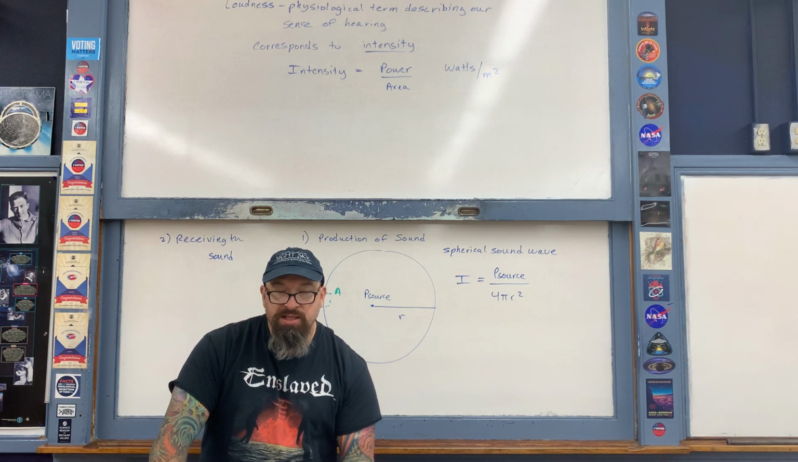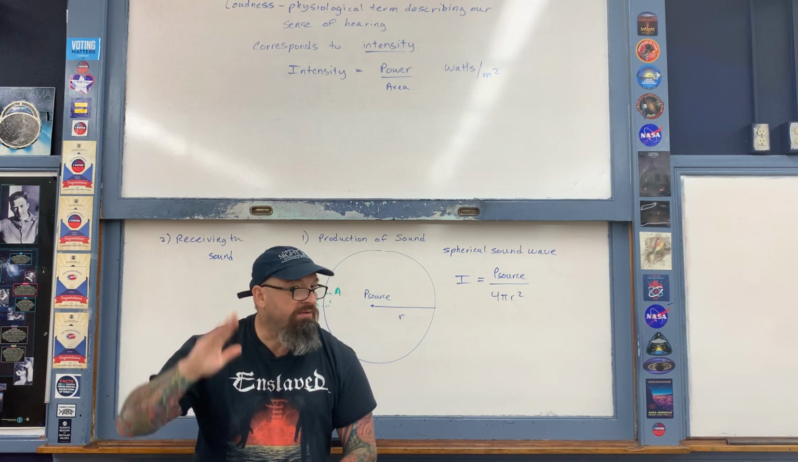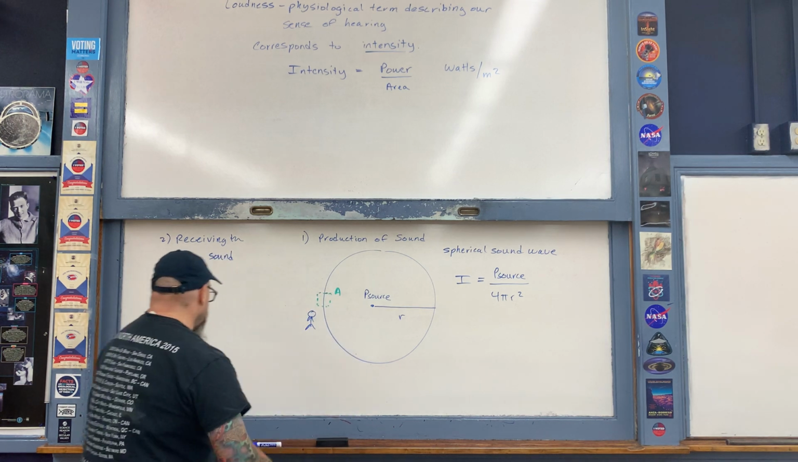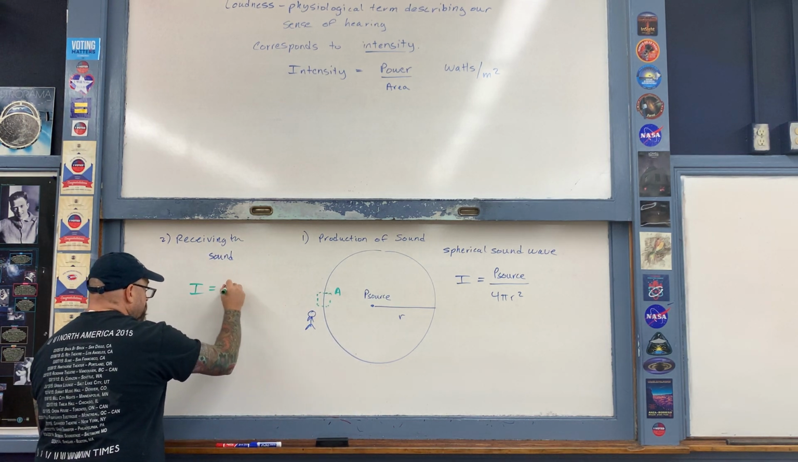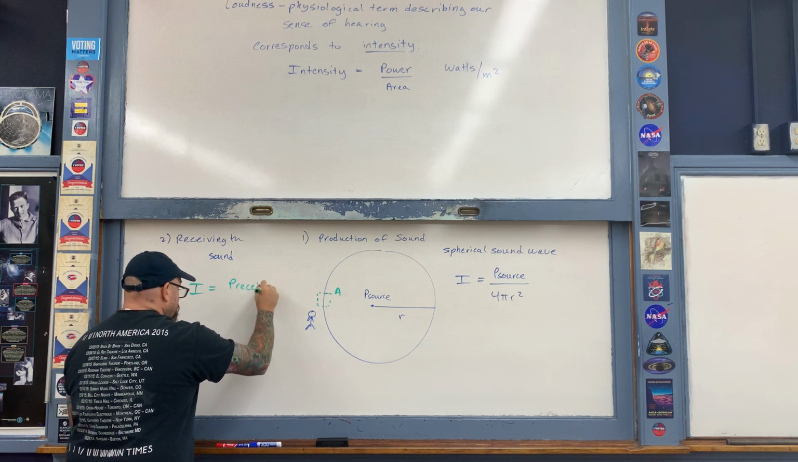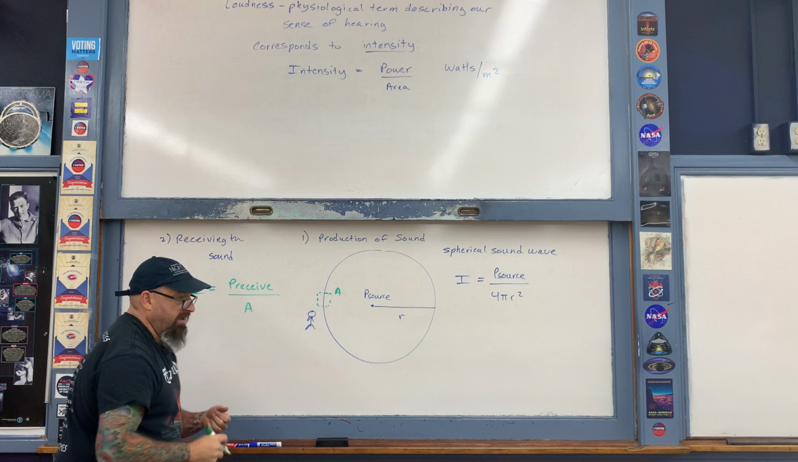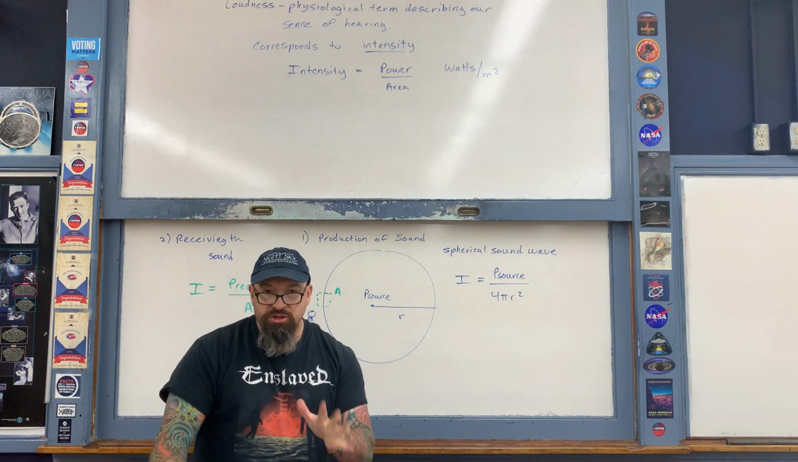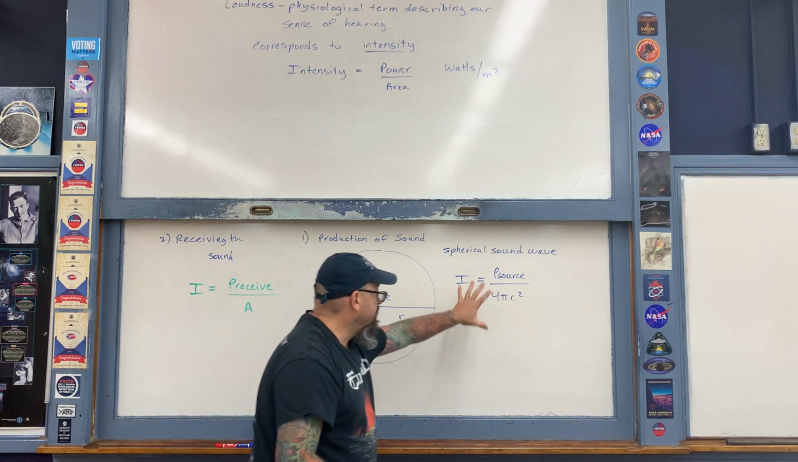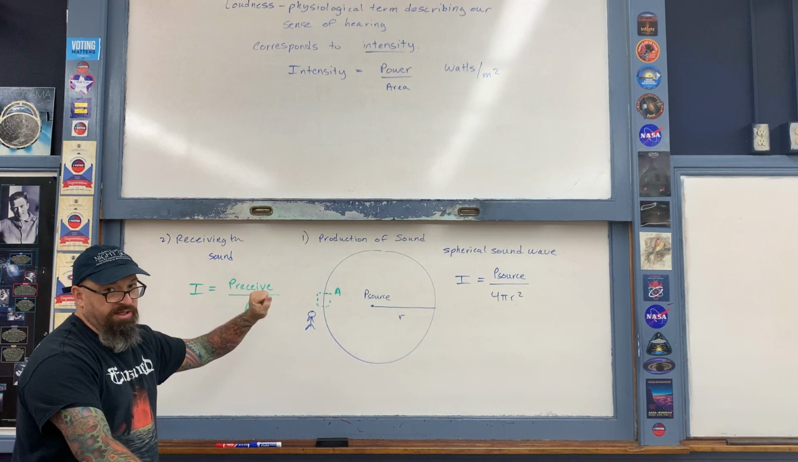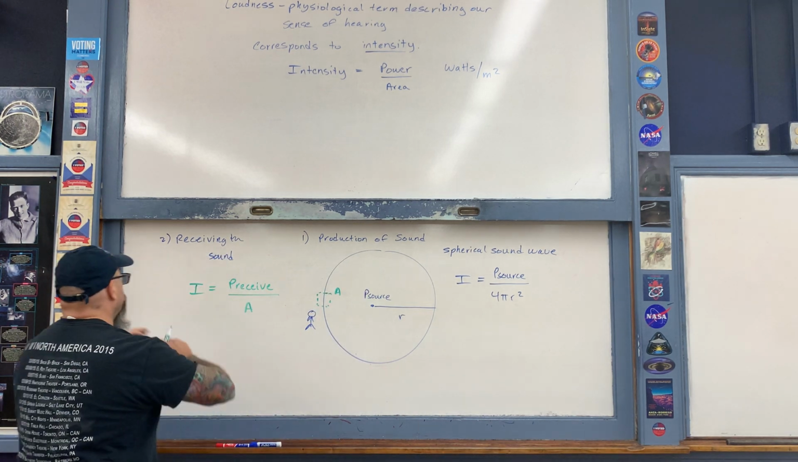We could talk about the intensity of the sound in terms of the amount of energy that you receive per second per area of your eardrum. So we write the intensity I in terms of what is called P receive. That's the amount of energy that you receive per second as it passes through the area A of your eardrum. So there's two ways to think of intensity. You can talk about it in terms of the production of sound or in terms of the reception of sound, okay? Okay, let me do a little bit of erasing here.